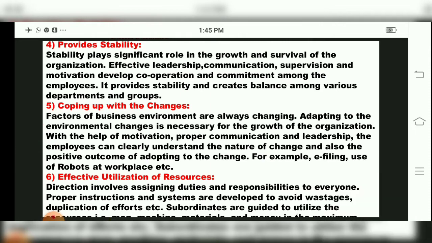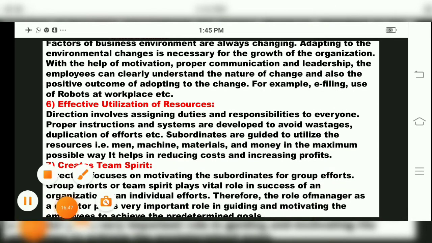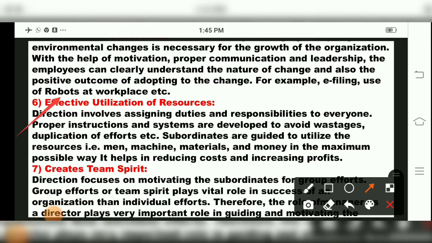Now our next point over here is what? Effective utilization of resources. The sixth point, children, is effective utilization of resources. Now direction involves what? Assigning duties and responsibilities to everyone. So proper instructions and systems are developed to avoid wastage. Subordinates are guided to utilize the resources, and duplication of efforts will not be there. So men, machine, material, money are used in the maximum possible way, which helps in reducing cost and increasing profit.